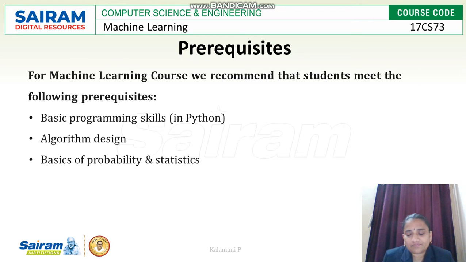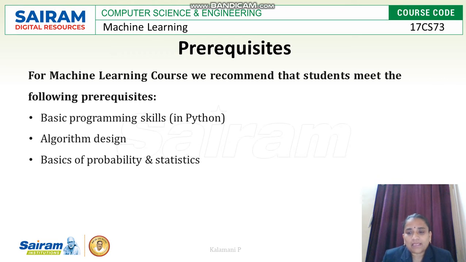Then prerequisites. In order to study the machine learning subject, students should have some prior knowledge of the following subjects. You have already studied data structures and database management systems, and also some programming languages like C, Java, and Python. Especially to understand this subject, you need to know the Python language, because the implementation we are going to do is in Python only. Java also you can use, but Python is easier because of its many library functions.